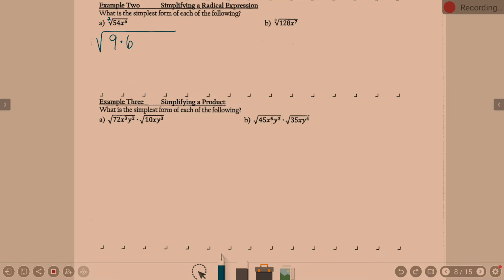Now, what I'm going to say is 5 does not divide nicely by 2. I want the closest number below 5 that does divide by 2. And the closest number below 5 that divides by 2 is 4. So we're going to break this up into x to the 4th. And then how many x's do I have left over? X to the 1st.